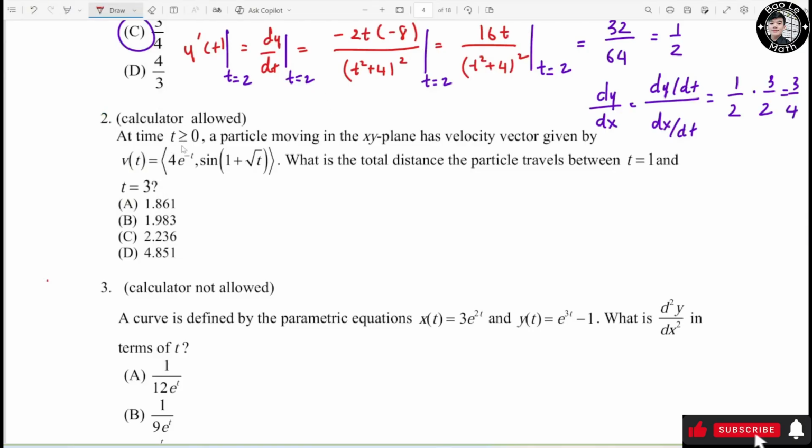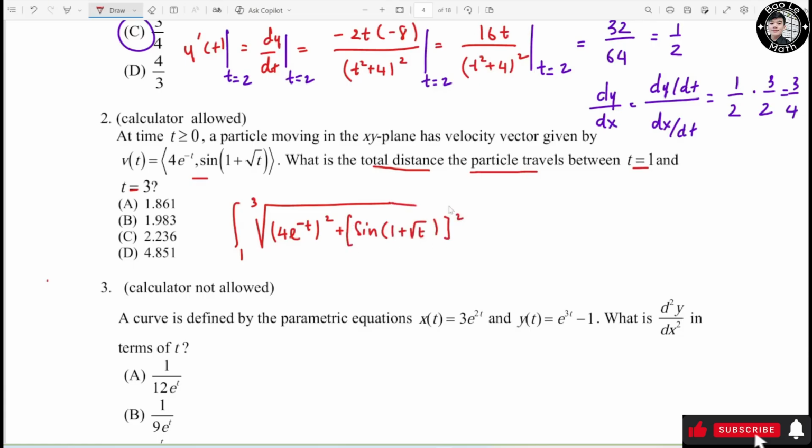Now let's move on to question 2. At time t greater than or equal to 0, a particle moving in the xy plane has velocity vector given by this. What is the total distance the particle travels between t equals 1 to t equals 3? Alright, so we just calculate the integral from 1 to 3 of the square root of (4 e to the negative t) altogether squared plus (sine of 1 plus square root of t) altogether squared, dt.